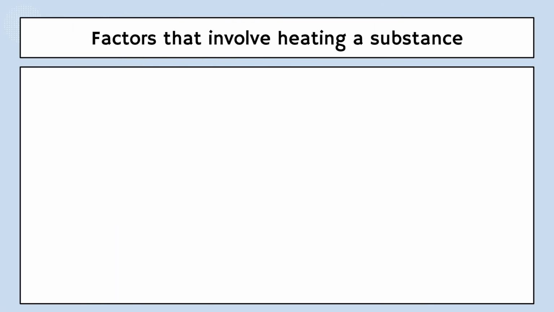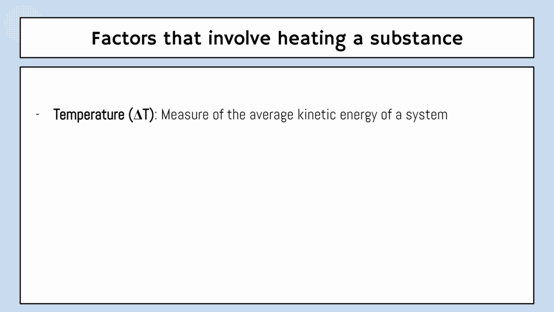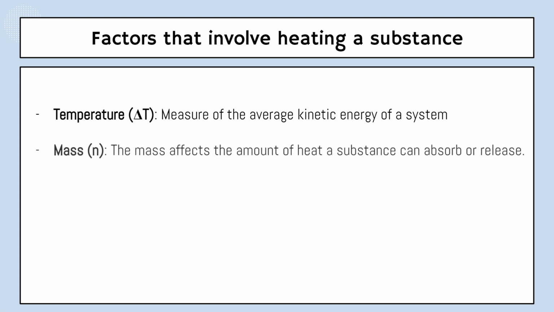What factors involve heating a substance? There are three factors that involve heating a substance. The first one is temperature. Temperature is the measure of the average kinetic energy of a system. Second, we have the mass. The mass affects the amount of heat a substance can absorb or release.